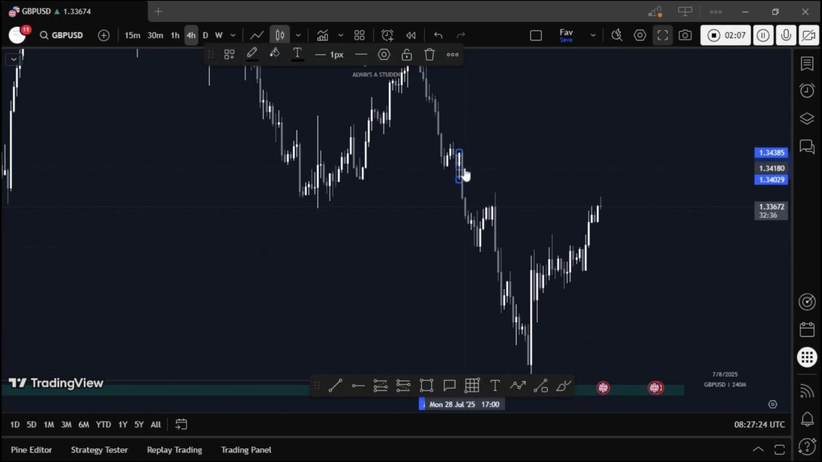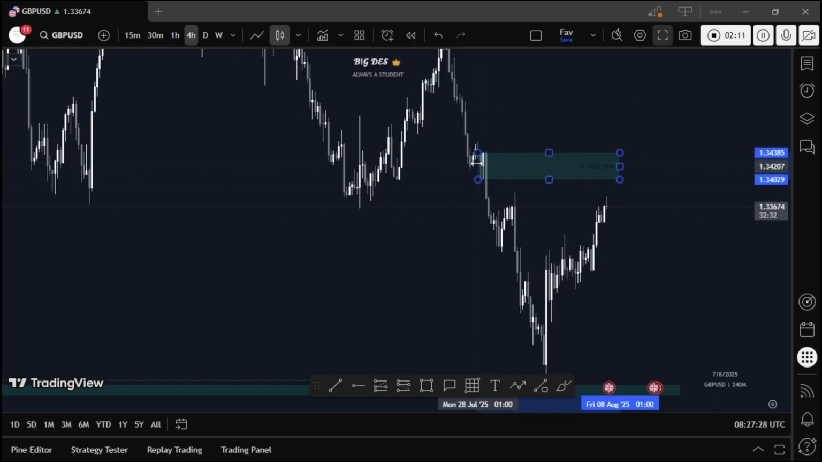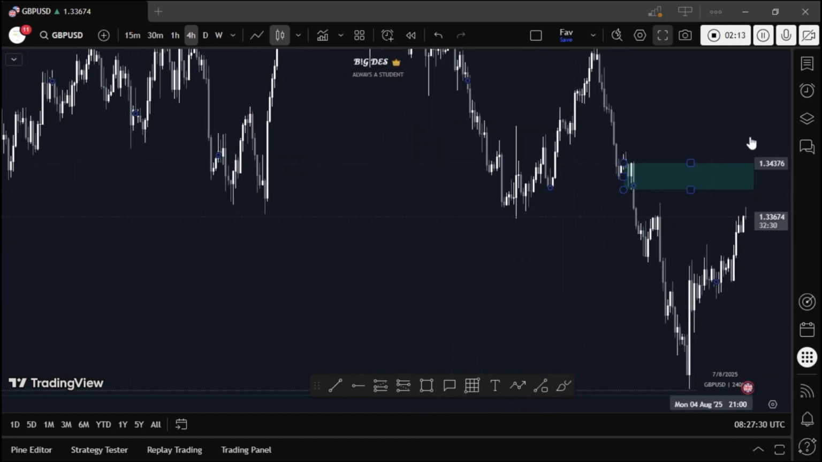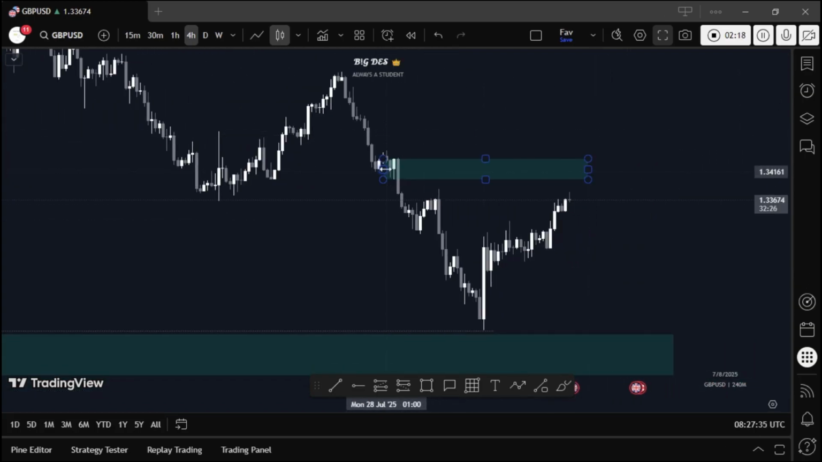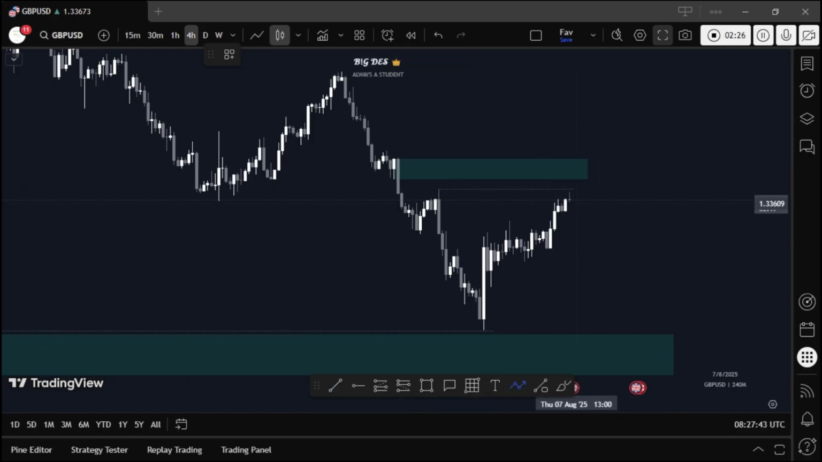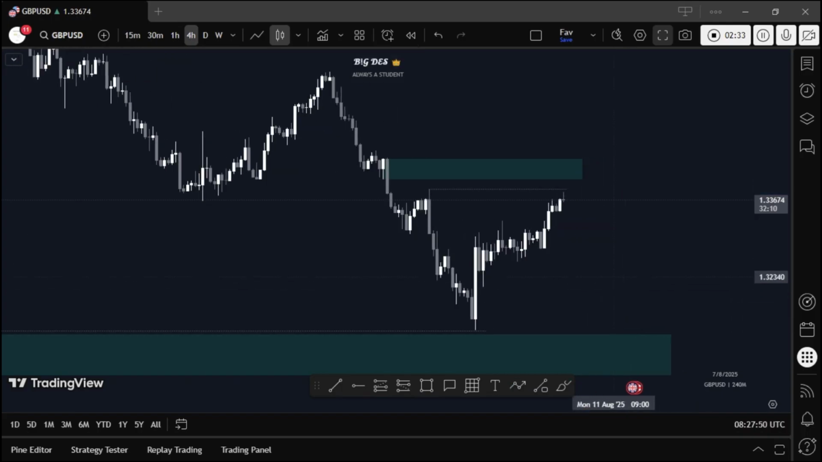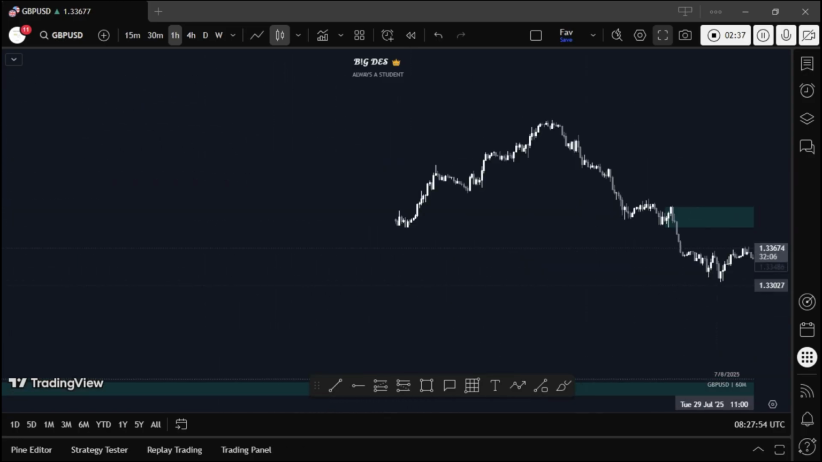So this supply area here is where I would like to look for a setup. I would like to see price tap into this as well, tap into this high, and then give me the confirmation I need for the sell. Okay, why am I using that area?